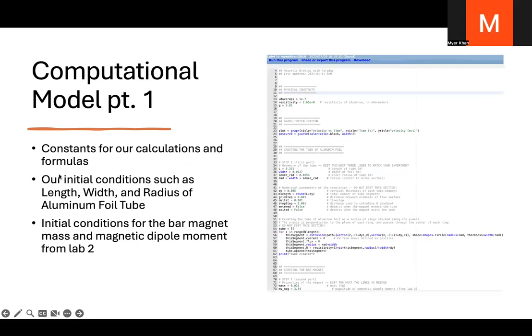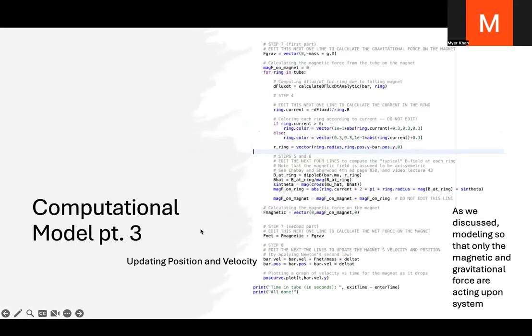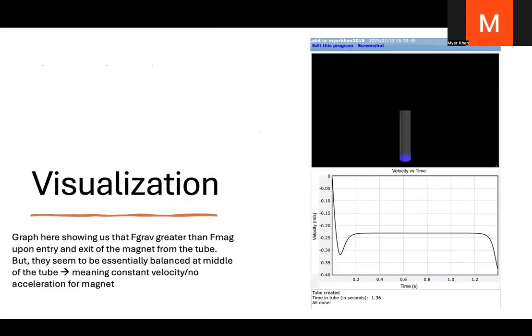This was our computational model, using the constants here and our initial conditions that we just talked about. Here we're setting up the magnetic field of a bar magnet formula and our change in magnetic flux, and then finally using that to model only the magnetic and gravitational forces acting upon the system. So we have gravitational, magnetic, and then our net force. Here, we use this to update our position and velocity for the visualization of the magnet in the computational model, shown right here, basically falling through.